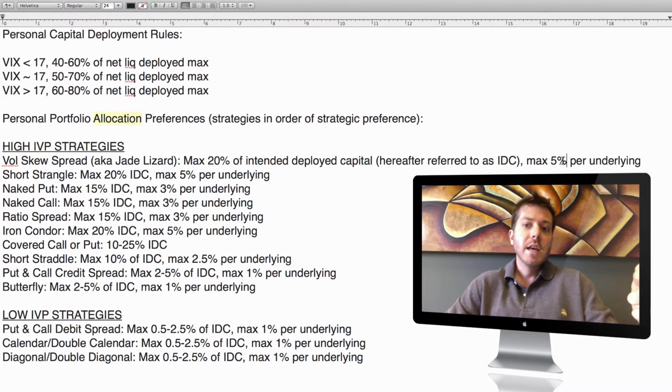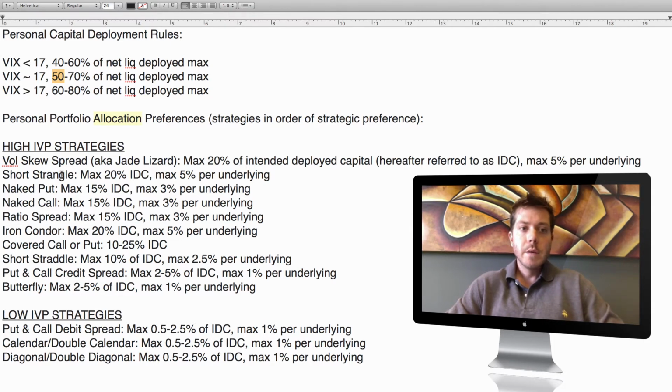So I'm not necessarily saying you should do 5% every time. You can do 1% per underlying and have 20 different positions on to get to your max 20%. But if you have, say, 4 positions you really love, you can max them out at 5% and just have 4 at 5% to equate to this max 20%. So the 20% of intended deployed capital is 20% of that 50,000 in this example. So you're looking at 10 grand.